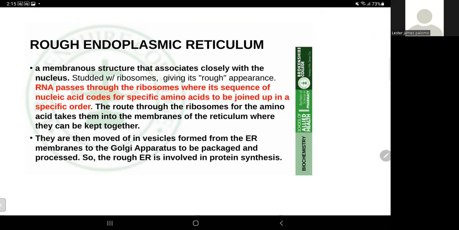The question now: how about your smooth ER? Where is it involved? If your rough ER is involved in protein synthesis, then how about your smooth ER? Where are they involved? Students, smooth ER. If your rough ER is involved in protein synthesis, where is our smooth ER involved?